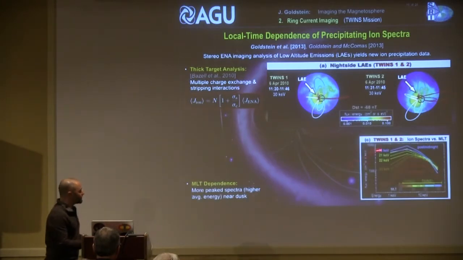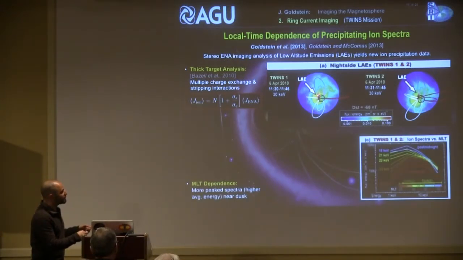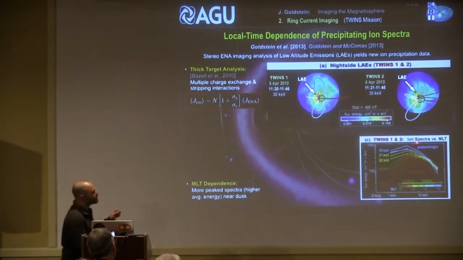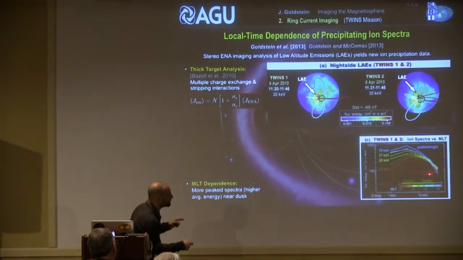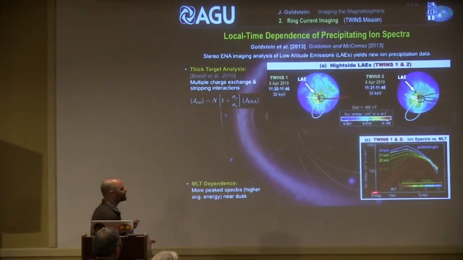If you look at the dependence of the spectra from each pixel in the image at low altitudes, you see this progression here from pretty much monotonically falling spectra near post-midnight, with an average energy of 18 keV, and then as you get closer to pre-midnight, I apologize if you can't see it, but this is the pre-midnight curve. It's much more sharply peaked, and its average energy is higher, at 25 keV.